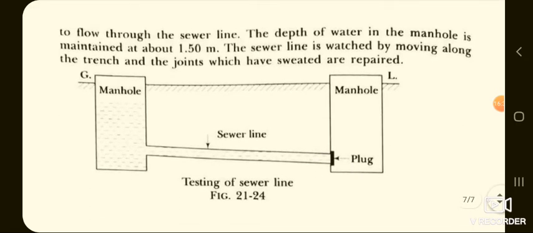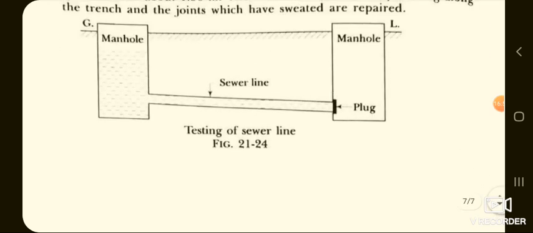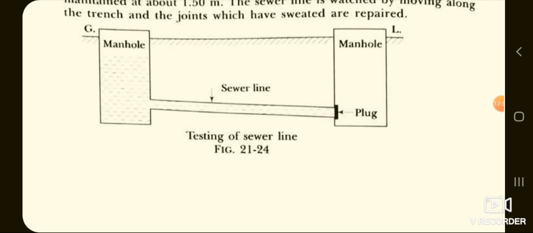This is the figure of 21-24. The depth of water in the manhole is maintained at about 1.50 meter. The sewer line is watched by moving along the trench and the joints which have sweated are repaired. So this is how we can lay and test the sewer lines. Thank you, students.